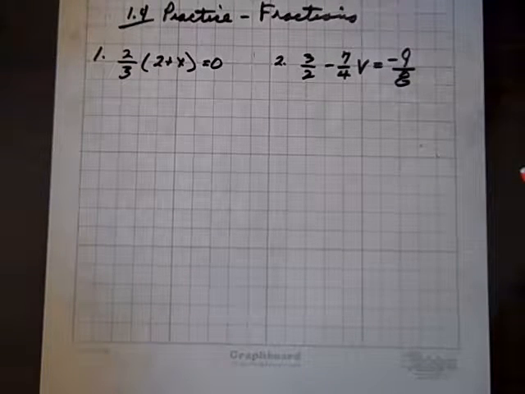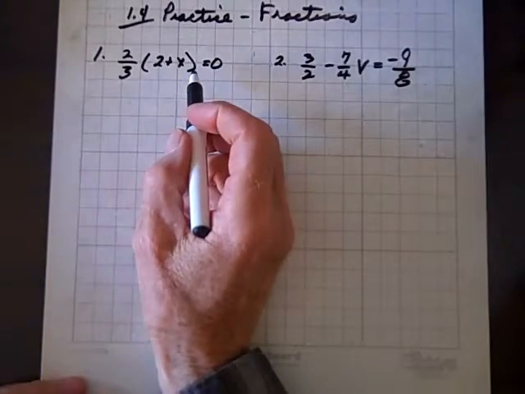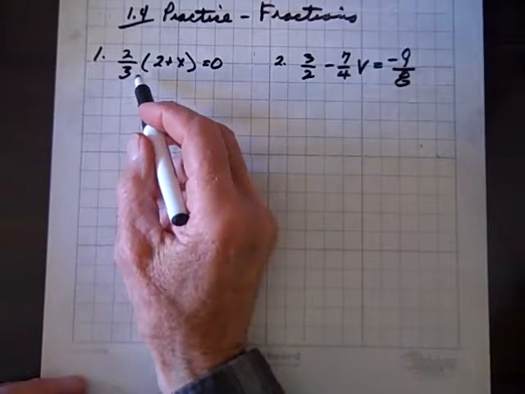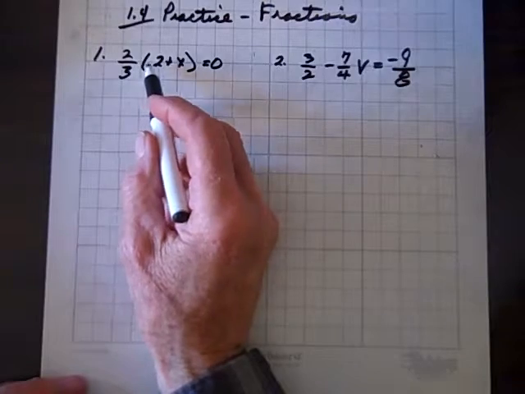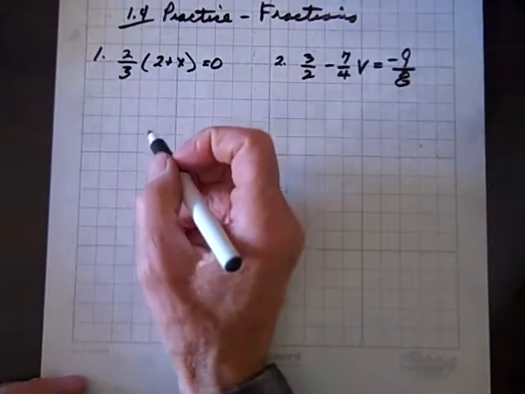Well, it's section 1.4 and we're going to practice fractions. So for our first problem we have 2/3 times this sum of 2 plus x equals 0.